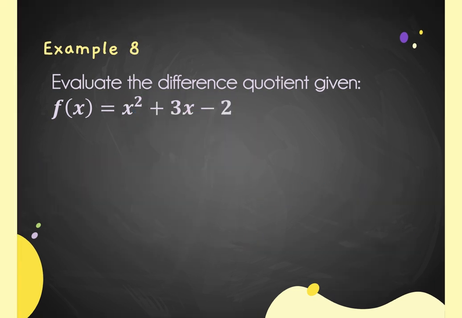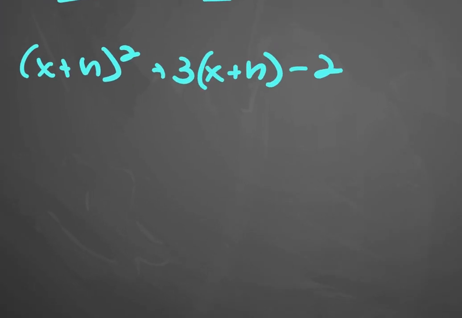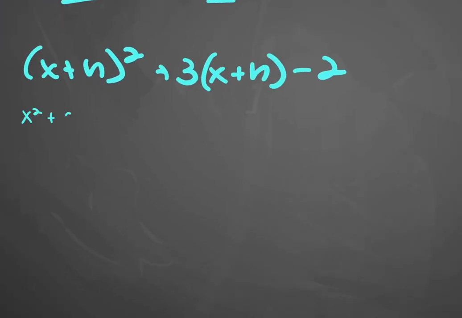All right, you try it. All right, so the first part would be f of x plus h. I'm going to take the x plus h and plug it into each of those. So I'd get x squared, which is x plus h squared, plus 3 times x plus h minus 2. Expand and FOIL your x plus h squared, and it's x squared plus 2xh plus h squared. Distribute, this time it's a positive 3, so plus 3x plus 3h minus 2.